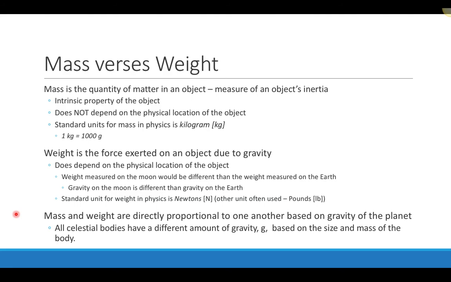The good thing is that mass and weight are directly proportional to one another based on the gravity of the planet or the celestial body that you're on. So if an object has a larger mass, it's also going to have a larger weight, and vice versa on a particular planet. So we can see how they are related to one another.